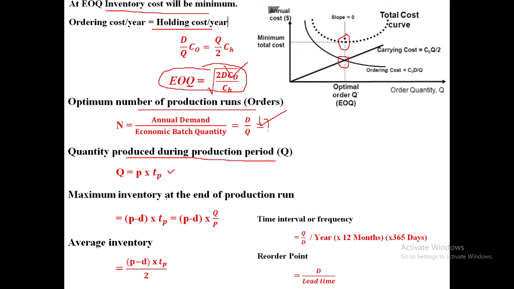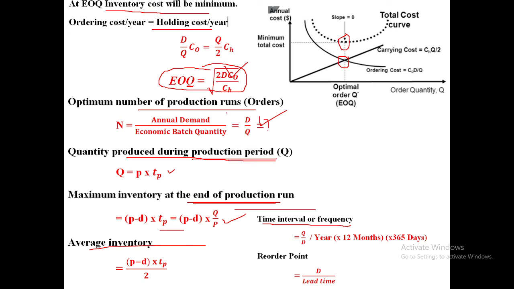The maximum inventory at the end of the production run is P minus D, production per day minus demand per day, into TP, the production time. So P minus D into TP equals Q by P. The average inventory is P minus D into TP divided by 2. The time interval for frequency of ordering is Q by D.